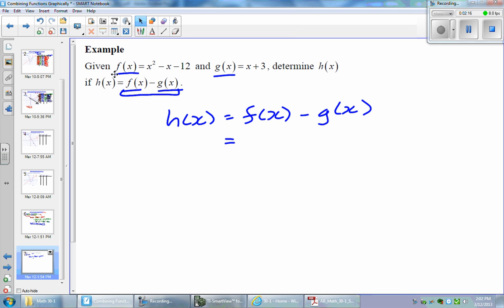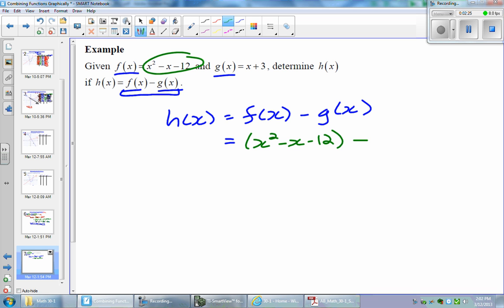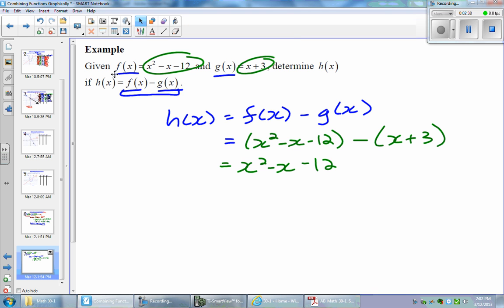So f of x is the expression x squared minus x minus 12, and we're going to subtract the g of x function, which is represented by the expression x plus 3. So from here you want to drop your brackets. So we have x squared minus x minus 12, and be really careful here. When you drop the brackets, you have to make sure you're multiplying everything inside here, so x plus 3, by that negative 1 in front. So we have negative x, negative 3. So that's something that we trained you on when you were in grade 10.